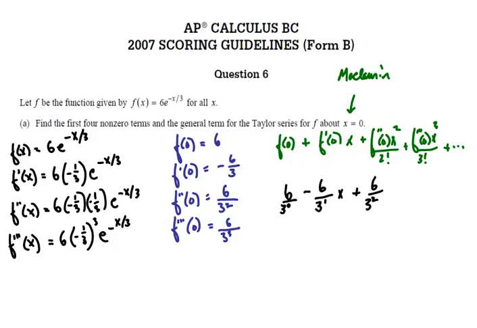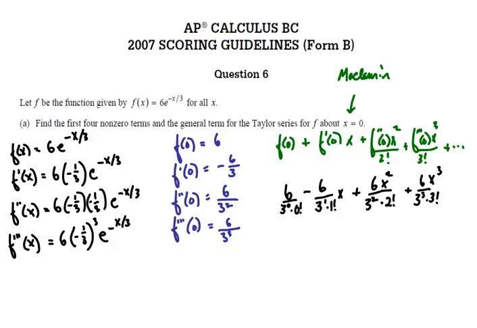Then, for the third term, we have 6 over 3 squared times x squared, but that's also over 2 factorial. And for the next term, we're going to have 6 over 3 cubed times x cubed over 3 factorial. So you may be able to begin to see the pattern. The 3 factorial, 2 factorial, the one before that should be 1 factorial, and the one before that could be 0 factorial, which by definition is also 1.